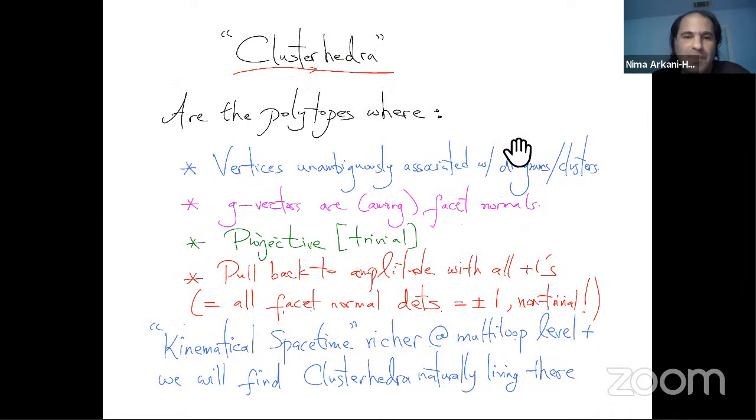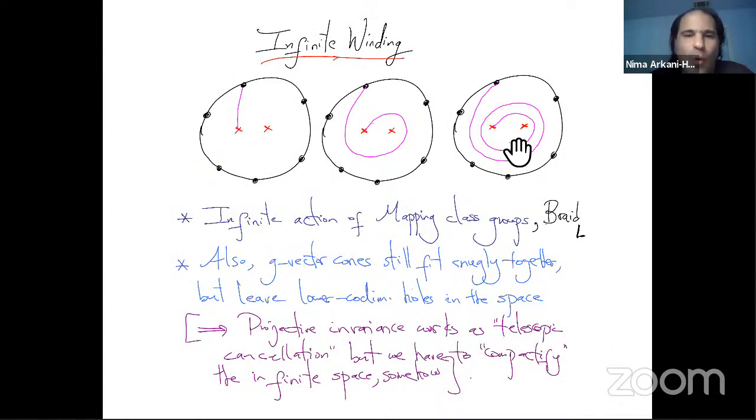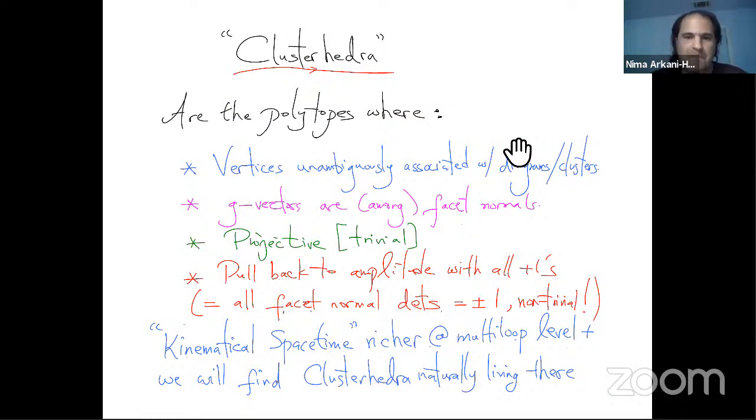What we're looking for is some way to make this infinite thing finite, some way to naturally compactify it. And that's what these clusterhedra are meant to be. These are supposed to be polytopes where the vertices are unambiguously associated with diagrams or clusters. These so-called G vectors, which I haven't had time to define, are the ones associated with the cluster variables, and they are among the facet normals of this polytope.